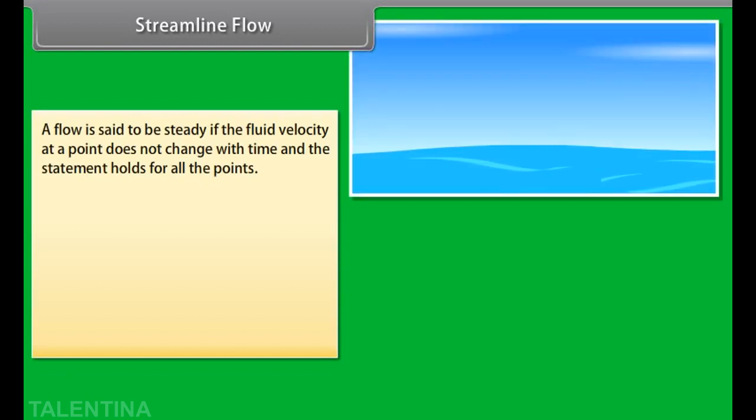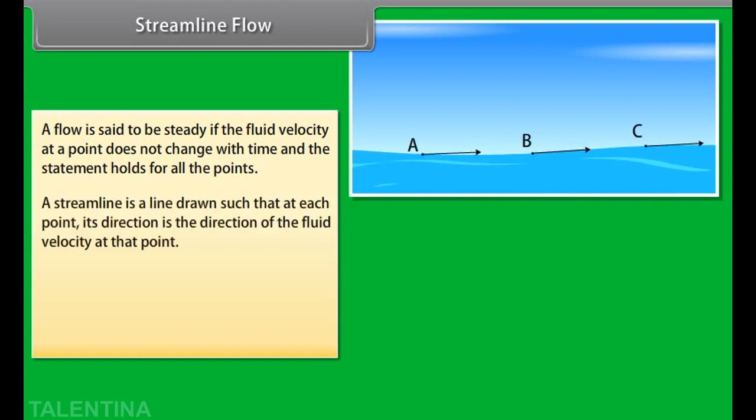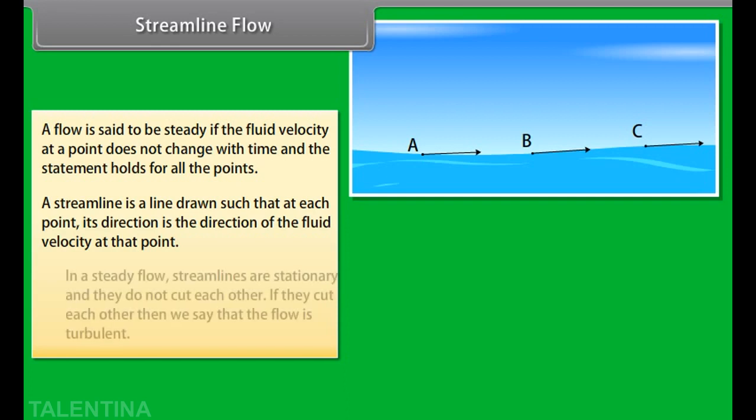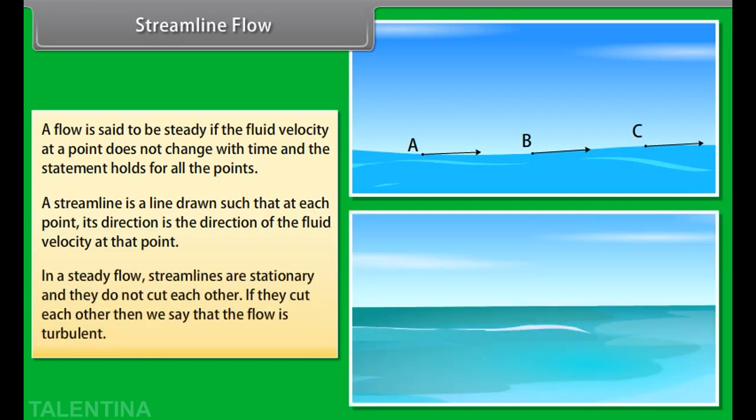Streamline flow. A flow is said to be steady if the fluid velocity at a point does not change with time, and this holds for all points. A streamline is a line drawn such that at each point its direction is the direction of the fluid velocity at that point. In a steady flow, streamlines are stationary and they do not cut each other. If they cut each other, then we say that the flow is turbulent.